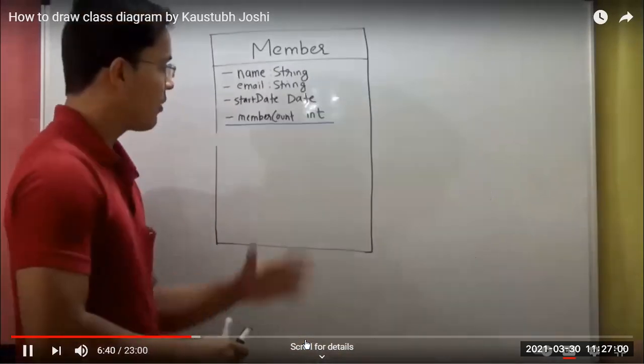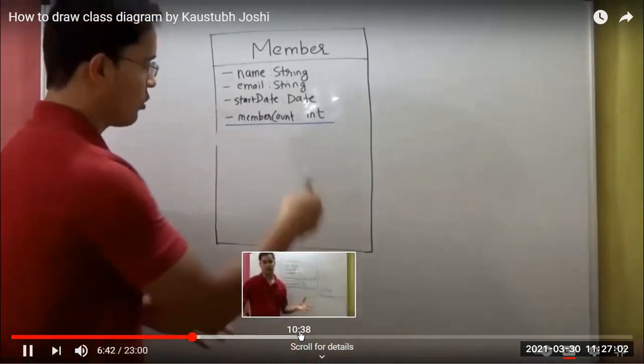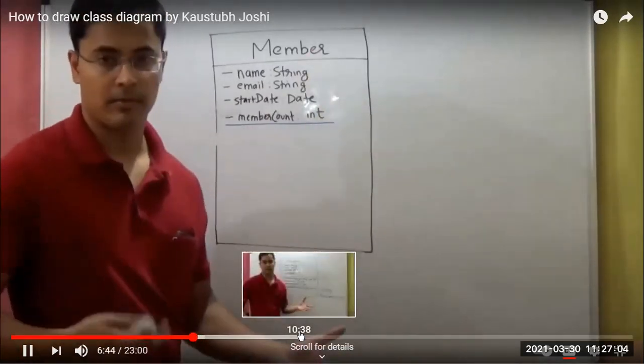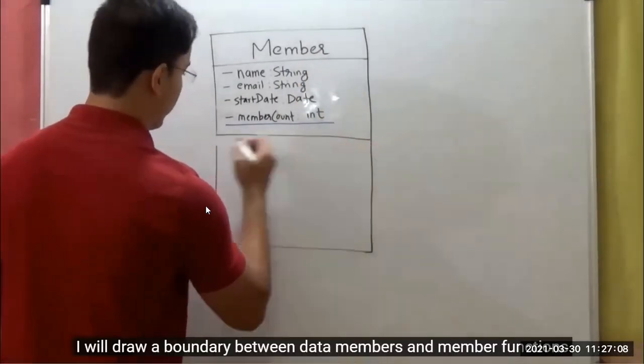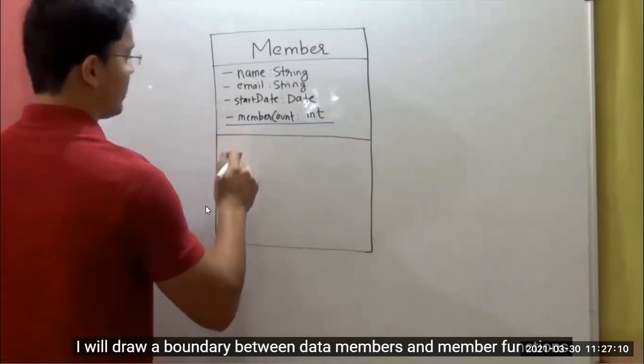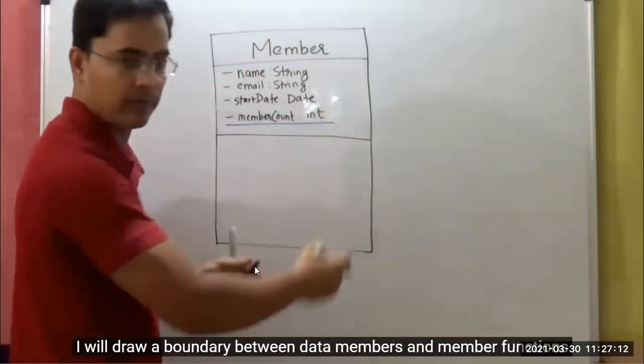So I've removed certain data members in order to make some space for my member functions. I'll draw a boundary. So this is our boundary between data members and member functions.